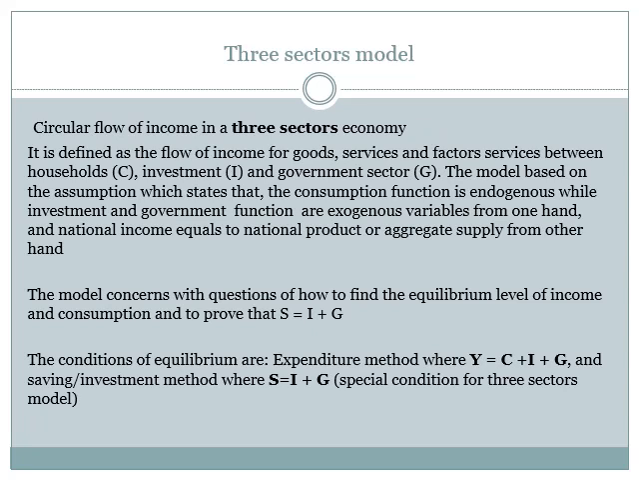The saving investment method for this model is S equals I plus G. It is said to be a special condition for the three sectors model. It is valid only for the three sectors model. S equals I plus G. But here is the question: why S equals I plus G and not S plus I, for example, equals G?